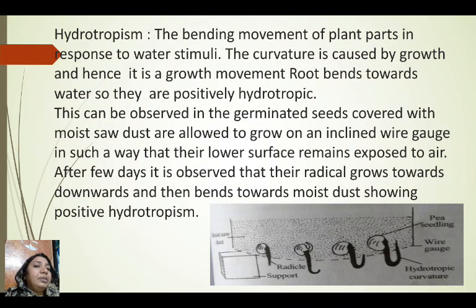This can be observed in germinating seeds which are covered with moist sawdust. When these seeds are allowed to grow on an inclined wire gauge in such a way that their lower surface remains exposed to the air, then after a few days it is observed that their radicle grows downward, meaning they are positively geotropic, and then these roots bend towards the moist sawdust showing positive hydrotropism. Such a curvature is called hydrotropic curvature.